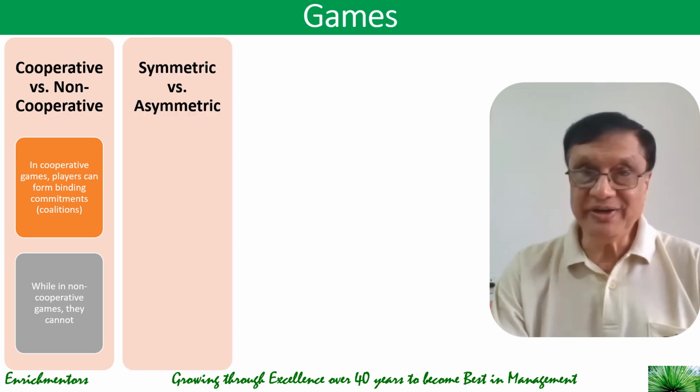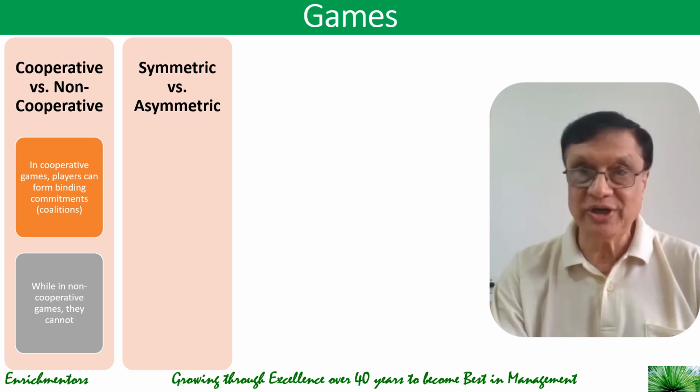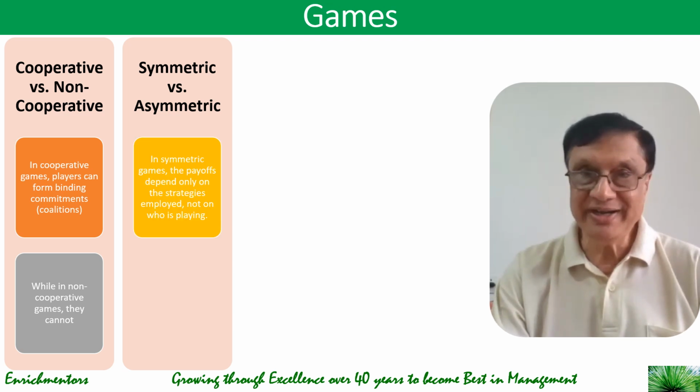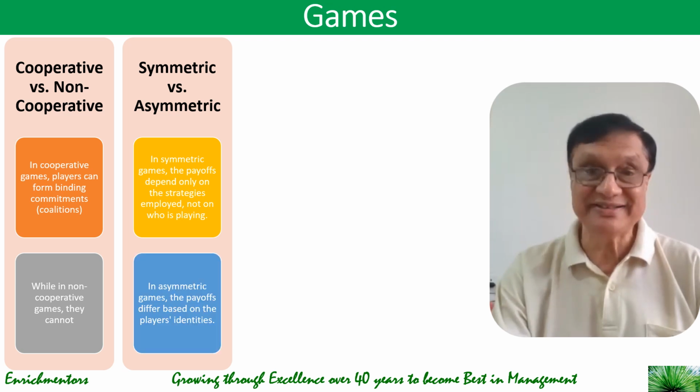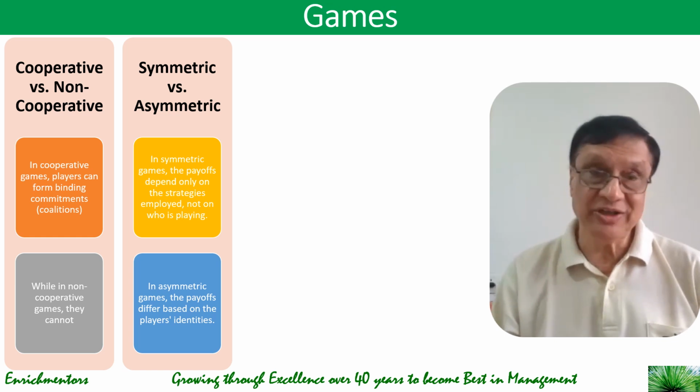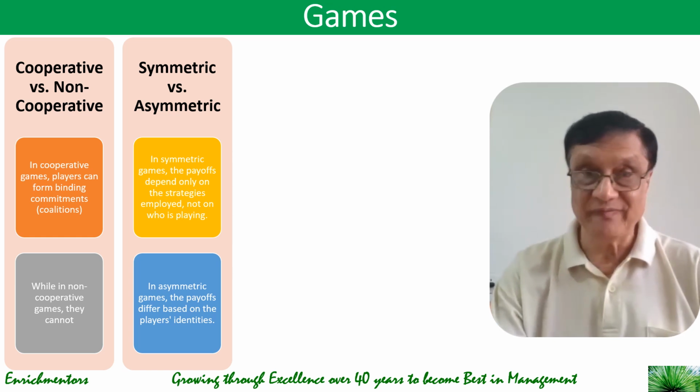Then there are symmetric versus asymmetric games. In symmetric games, the payoff depends only on the strategies employed, not on who is playing. So it is independent of the person who is playing. In asymmetric games, the payoffs differ based on the player's identity. The same move played by one player gets one payoff, and if another player plays it, you get a different payoff.